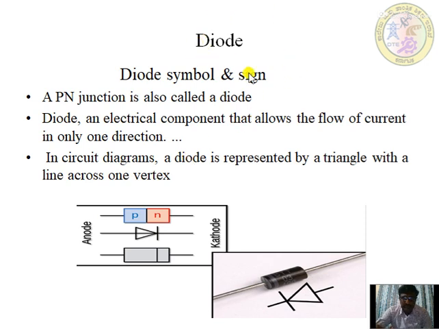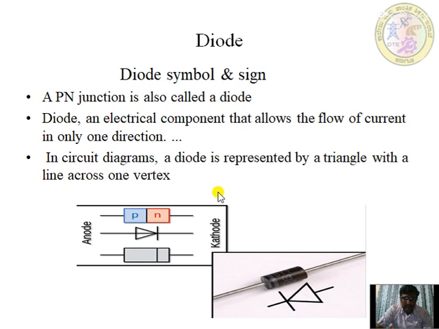What is the diode and what is its symbol and sign? A PN junction is also called a diode. In the previous session we already learned that the combination of PN junction is known as a diode. A diode is an electrical component that allows the flow of current in only one direction. This is very important.